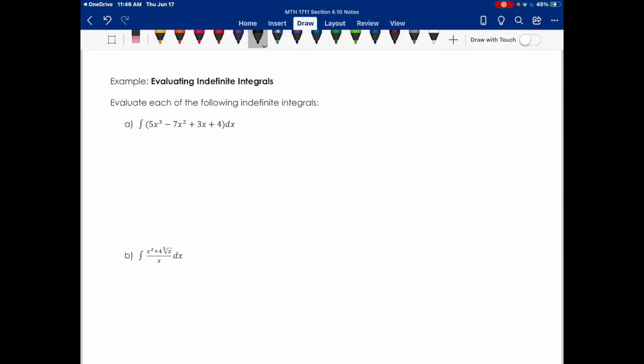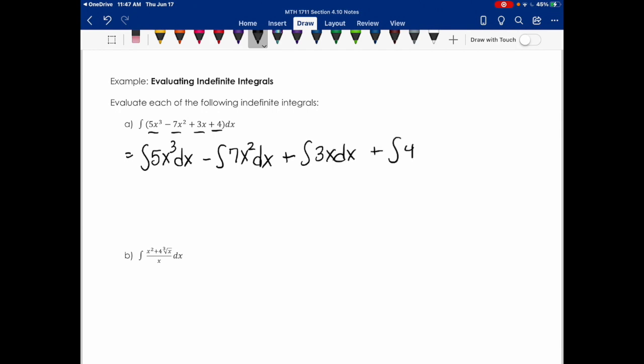So now we're going to work on finding the antiderivatives using these properties. So we have 4 terms here with addition and subtraction. And I can just find the antiderivative of each one and add them together. So I can rewrite this as the integral of 5x to the third dx minus the integral of 7x squared dx plus the integral of 3x dx plus the integral of 4 dx.